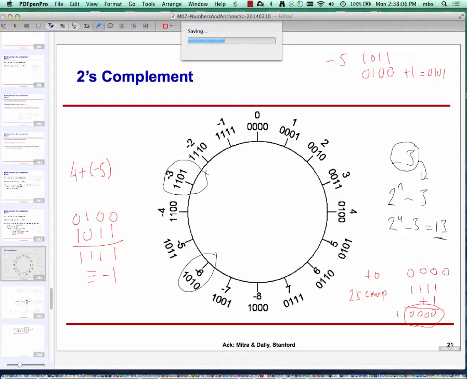So 2 to the power n minus x, if x is positive, it will give me the corresponding negative number. If x is negative, it will give me the corresponding positive number. It kind of works both ways. So now, to take the 2's complement, as you can see intuitively, you have to invert and then you have to add 1 to it, right? An inefficient way conceivably of doing it is to use an adder to add 1, but we'll see that things can be done a bit more efficiently.